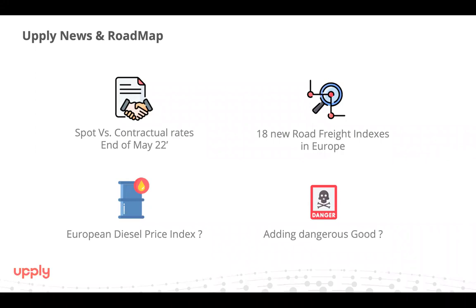One other piece of news is regarding 18 new road freight indexes in Europe. As of today, we have a lot of indexes available on our website. We keep receiving new data in our database. We are aggregating our data, and then we are trying to produce new indexes every month. As of this April or May, we will release 18 new road freight indexes. It's mainly regarding country to country, so let's say Spain to Germany, for example, but also inland indexes as well.